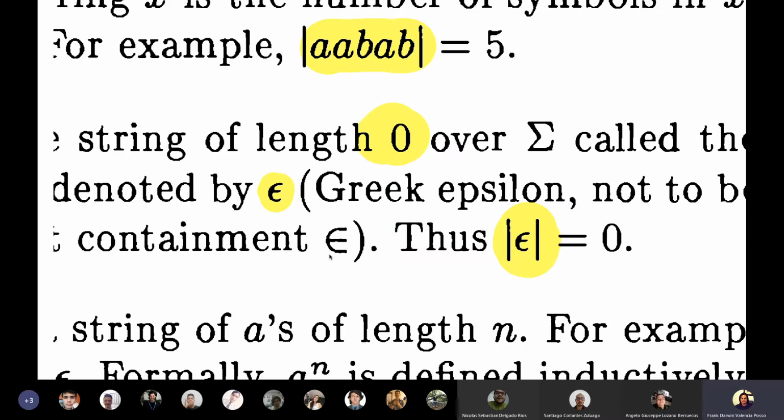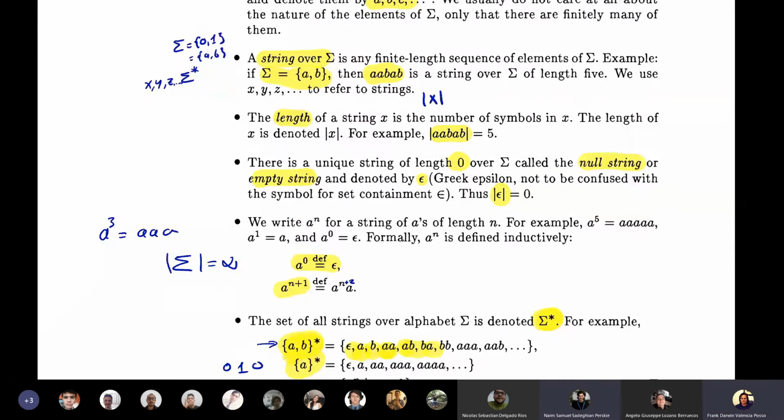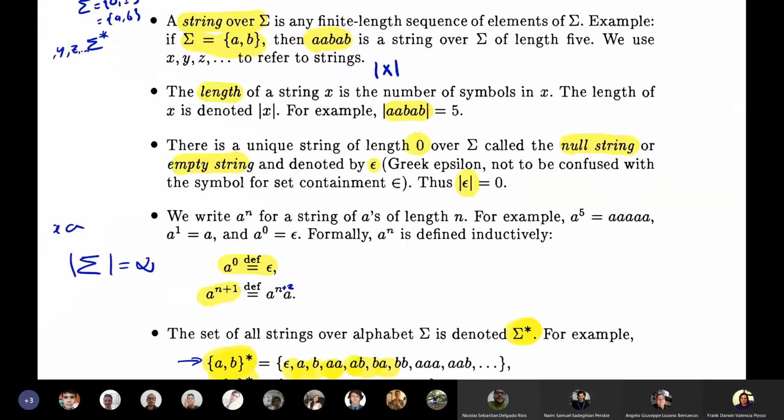One question: have you seen sequences or strings before? Have you seen anything about strings before? Anyone? Yes. Okay. Anyway, it's important to have a common notation to define the concepts of finite state automata. So we really need this.